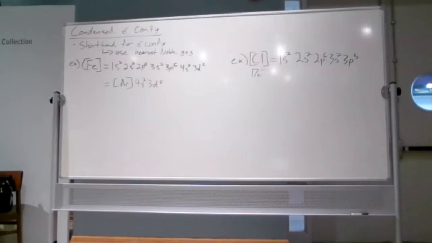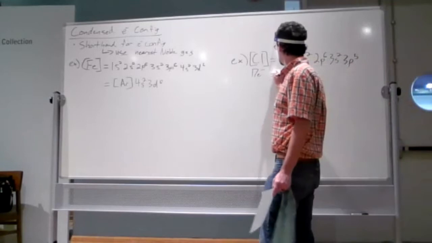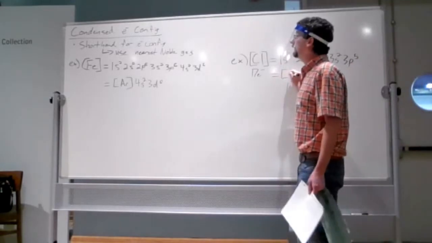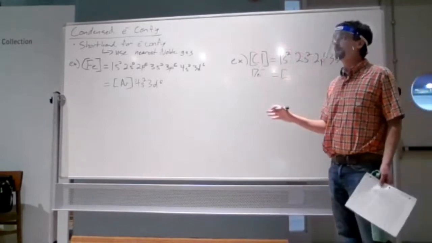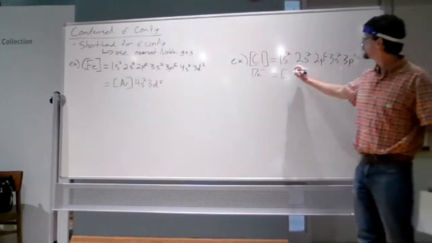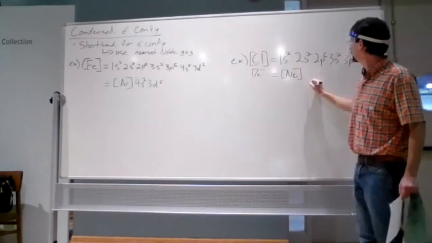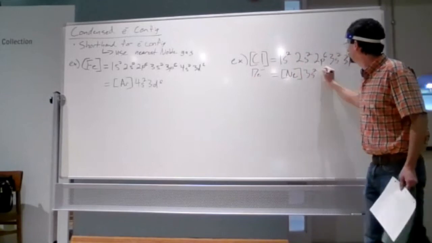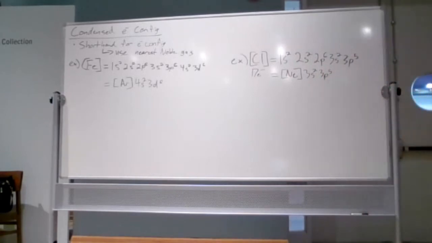Can anybody tell me the condensed configuration? What's the nearest noble gas? Remember, it has to have as many or less electrons. Argon has 1 more, so it can't be that. So what's it going to be? Neon, yep. What comes next?